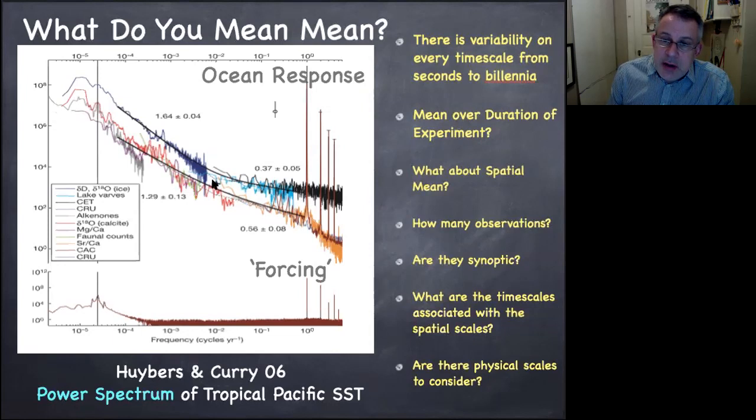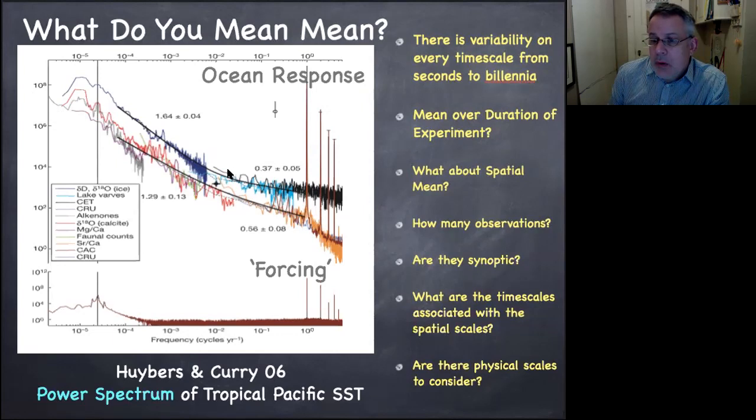So if we integrate over this whole power spectrum, we would get the full variance over the whole time series. But if we just picked out this part, we get just the annual cycle, or here we get just the decadal cycle. Here's El Nino in here. So you can kind of understand how that works.